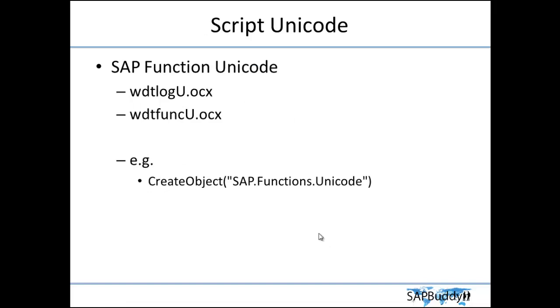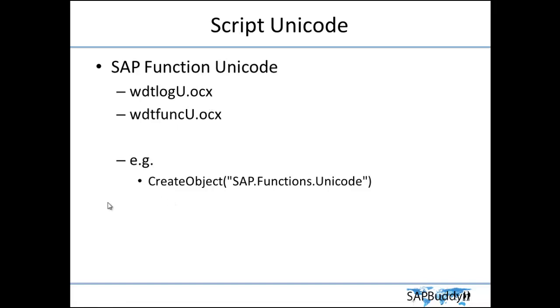And we have two more optional files. These optional files are used for Unicode functions. Let's say you are using Unicode functions in your VBA, then you also need these two ActiveX files, that is wdtlogu.ocx and wdtfuncu.ocx. These two files are also required if you are calling Unicode functions.